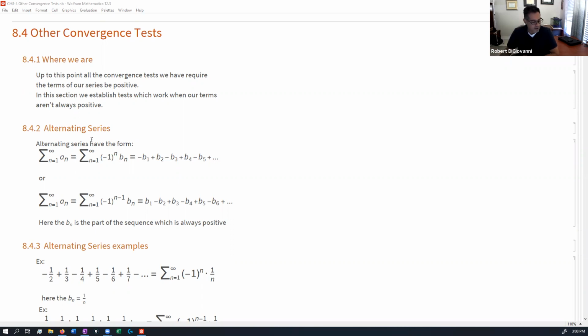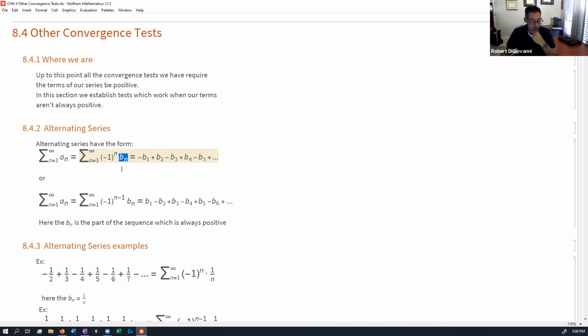Whenever we have a series that can be written with (-1) raised to the n power, that will create a series where your first term is negative, then the next one's positive, then negative, then positive, then negative. And the b sub n here is a formula for the number you get. That number can be anything, 1 over n squared or whatever it is, but we have to look at that part as always being positive. The only part that makes the series alternate is this (-1)^n, but b sub n is going to be some positive number.